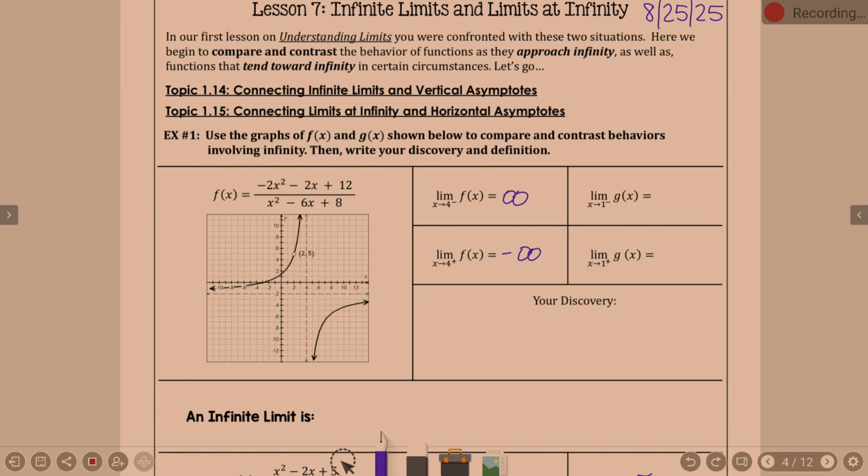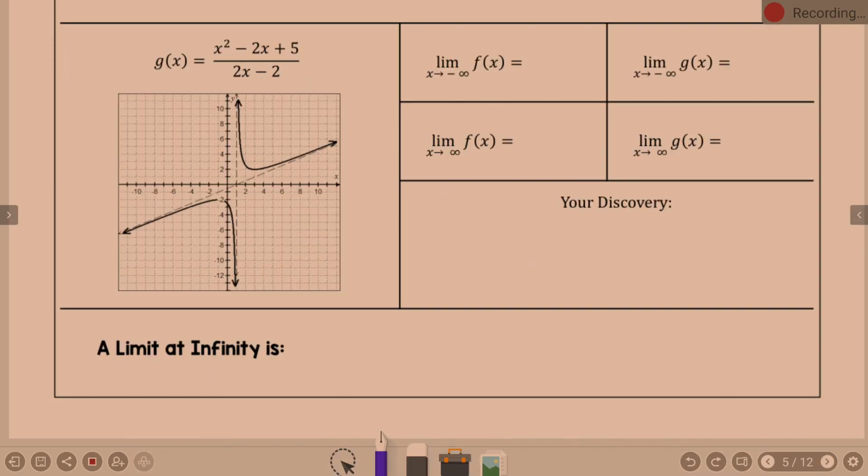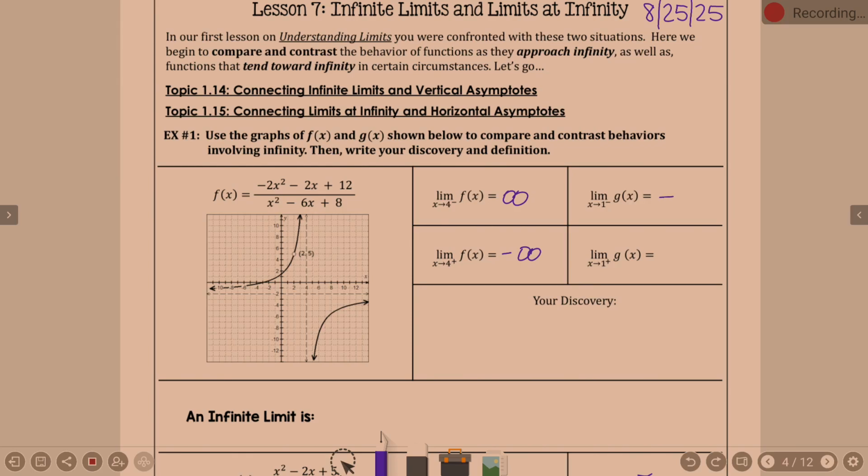G asks us the limit as x approaches 1 from the left is what? Negative. It's going to be negative infinity. Yeah. And then the limit as x approaches 1 from the right. Infinity. And that's going to be positive infinity, yes? Yeah.